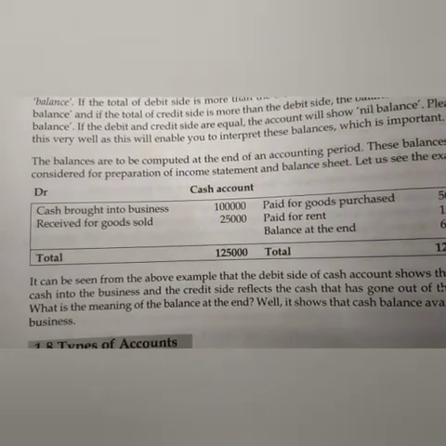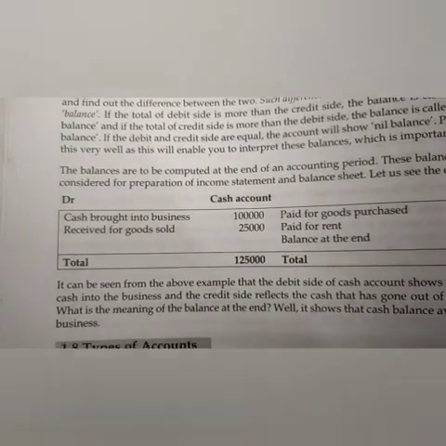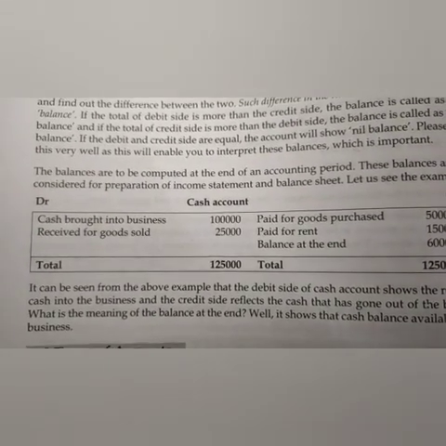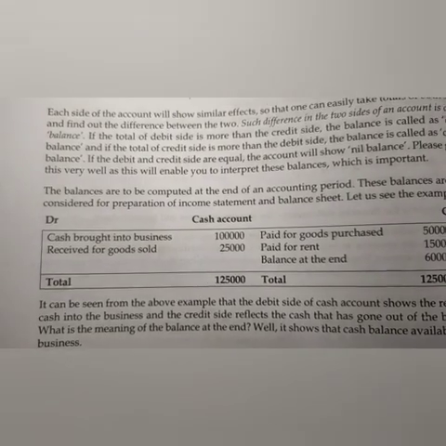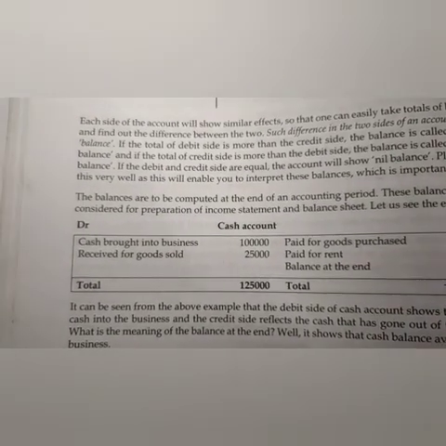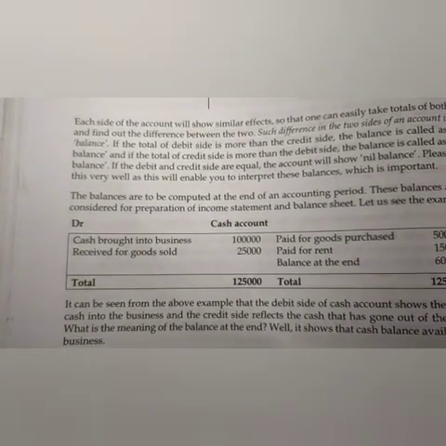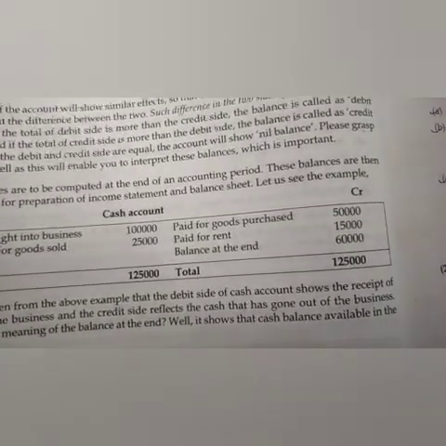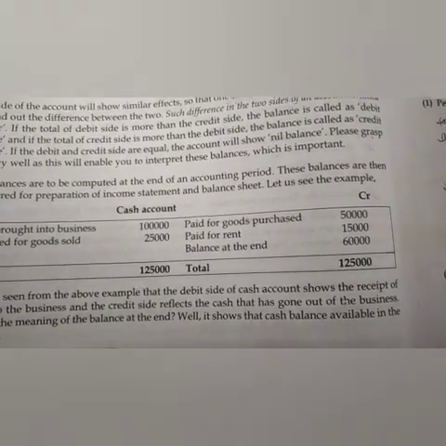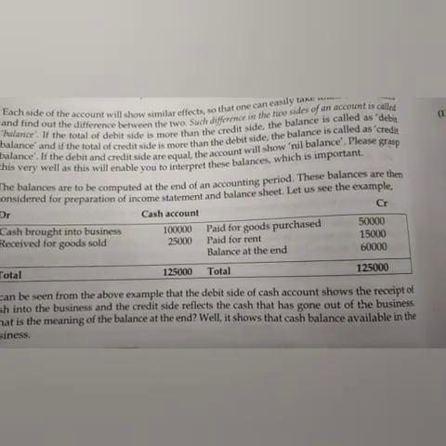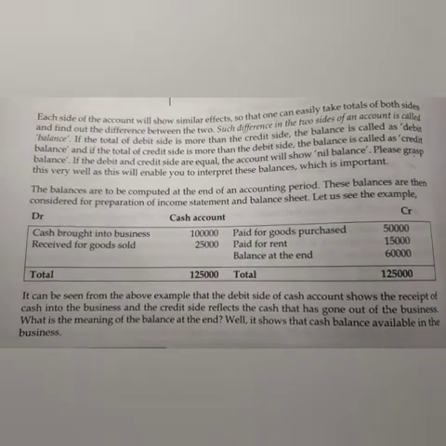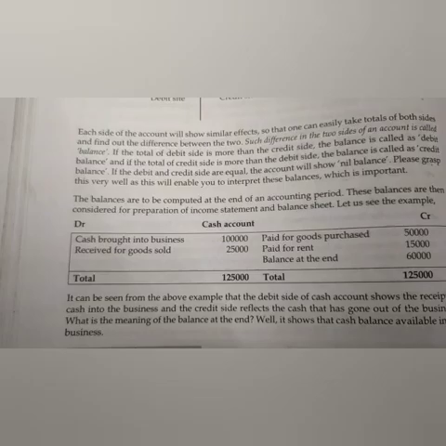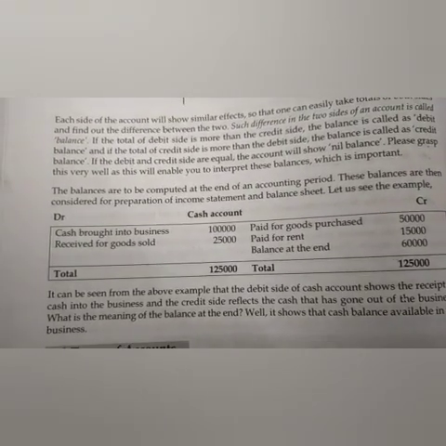This is a cash account. The left hand side is the debit side, and the right hand side is the credit side. The first entry is cash brought into the business, that is 1 lakh. Then the receipt for goods sold, 25,000. On the credit side, paid for goods purchased is rupees 50,000, paid for rent 15,000, and balance at the end 60,000. The total is 1,25,000. It is called a debit balance because the debit side is more.